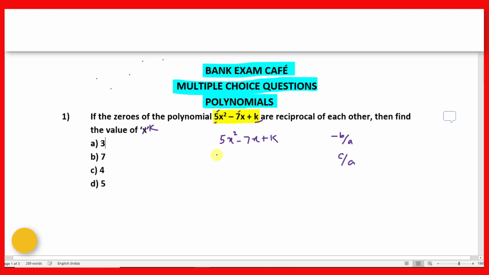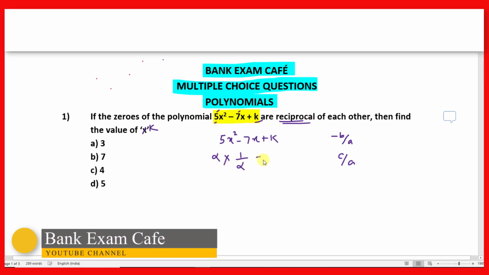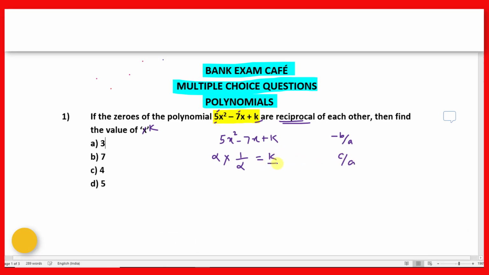So let us see, if the first zero is alpha, then the other zero will be 1 upon alpha, because it is said that the zeros are reciprocal of each other. So their product will be alpha into 1 upon alpha, which is equal to c upon a, that is k upon 5. Now it's very easy to solve. Alpha and alpha will get cancelled. You take 5 to the other side and you will get k is equal to 5, and so the value of k is 5. So friends, option D will be the correct option, that is 5.